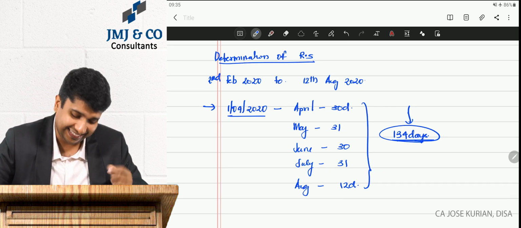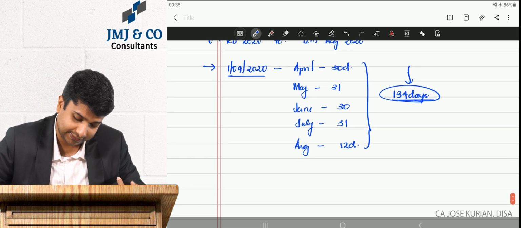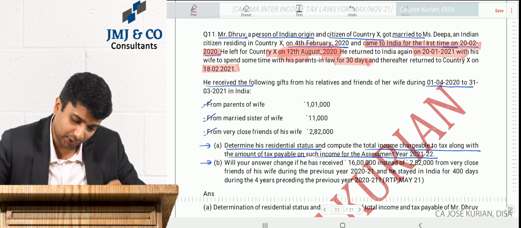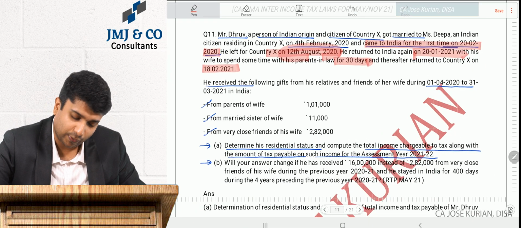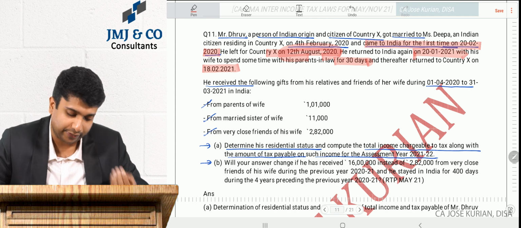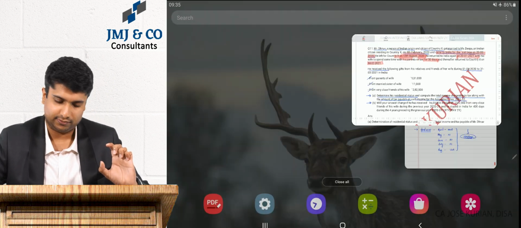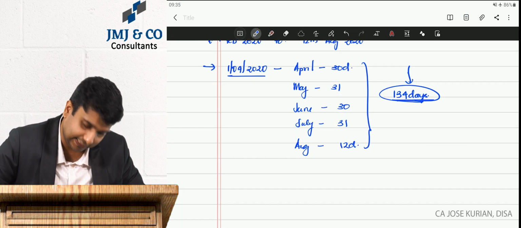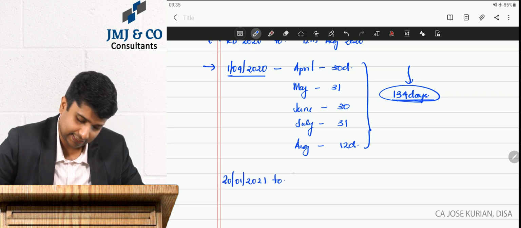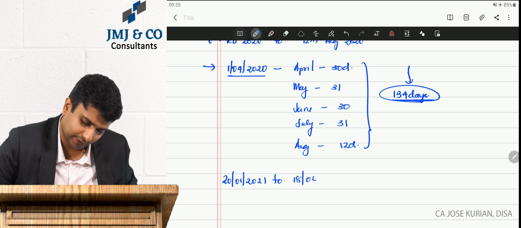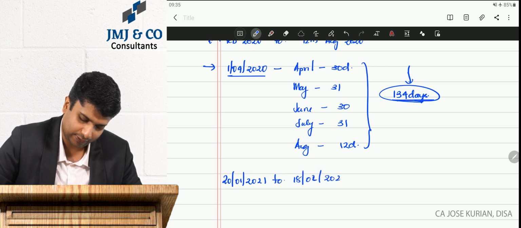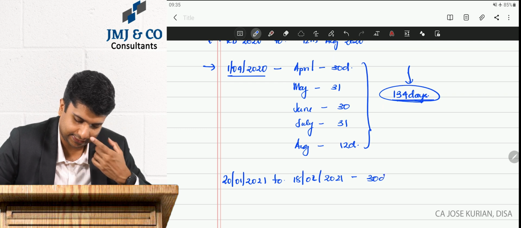Again, he returned to India. That's what the question says. He again returned to India on 20th January 2021 for 30 days. So there is an additional 30 days, which is from 20th January 2021 till 18th February 2021. So that days of stay is 30 days.